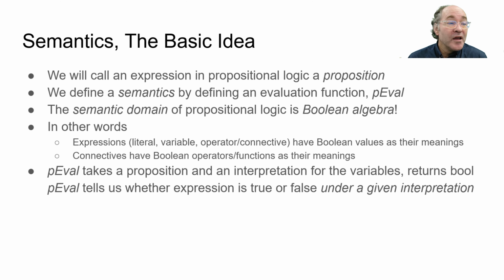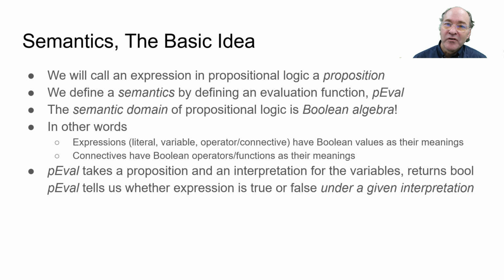Okay, so we're going to define bullet number 2 here. We're going to define a semantics for propositional logic by defining an evaluation function, just like we've done before. We'll call it p-eval, for proposition evaluation. And the semantic domain of propositional logic is just Boolean algebra. It's just that algebraic structure. In other words, going on to the next bullet, expressions, whether they're literal expressions, variable expressions, or larger expressions in propositional logic, simply have Boolean values as their meanings.